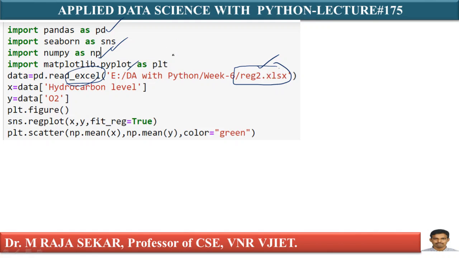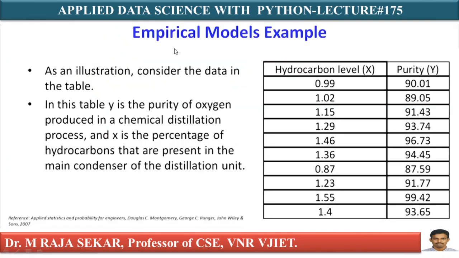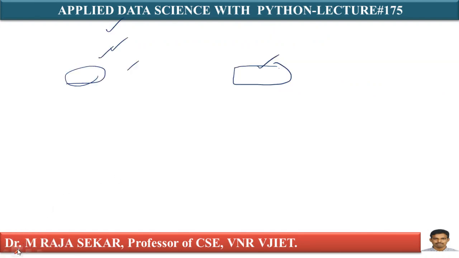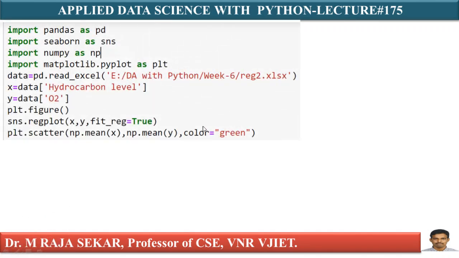Let me show this file. Just see, I entered these values. These are the values of my X, that is hydrocarbon level values. This is purity. These X and Y values I entered in the Excel file. The name of that Excel file is reg2.xlsx. This is my file name where I entered data.